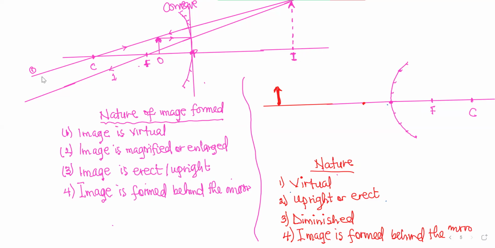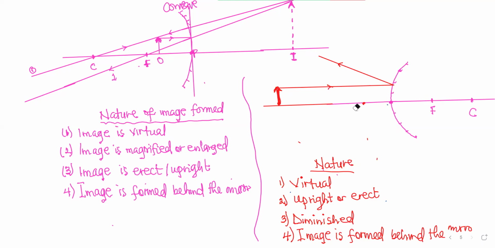So the same rules. A ray parallel to the principal axis, after reflection, must appear to be reflected from the principal focus. So the reflected ray actually appears to be reflected from here. So incident, reflected.